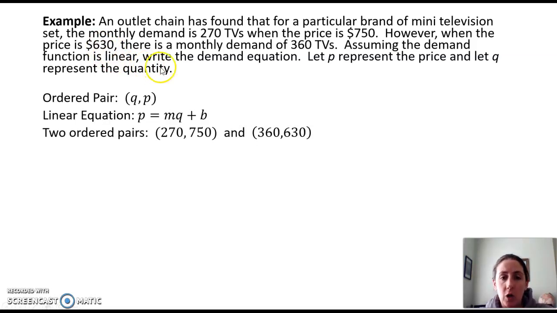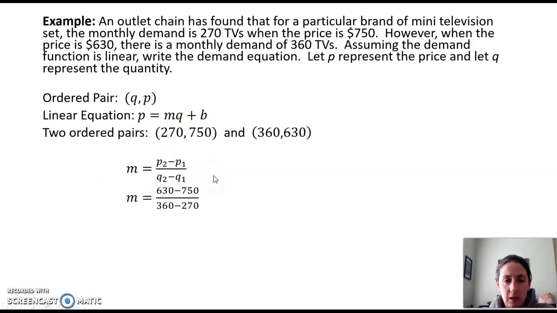First, we'll find our slope. We'll take the y from our second point minus the y from our first point over the x from our second point minus the x from our first point. But of course, there are p's and q's. So p2 minus p1 over q2 minus q1. And when we do that, we get negative 120 over 90, which reduces to negative 4/3. So now we have a slope.